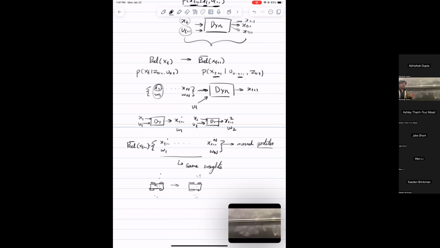So all that you do in the forward dynamic step of a particle filter is you take each of your particles, stick it forward through the dynamics model with the action. You get a new state, but you do not change the weights. Okay? Different particles, same weights. Any questions here? Okay. Make sure to ask me questions.